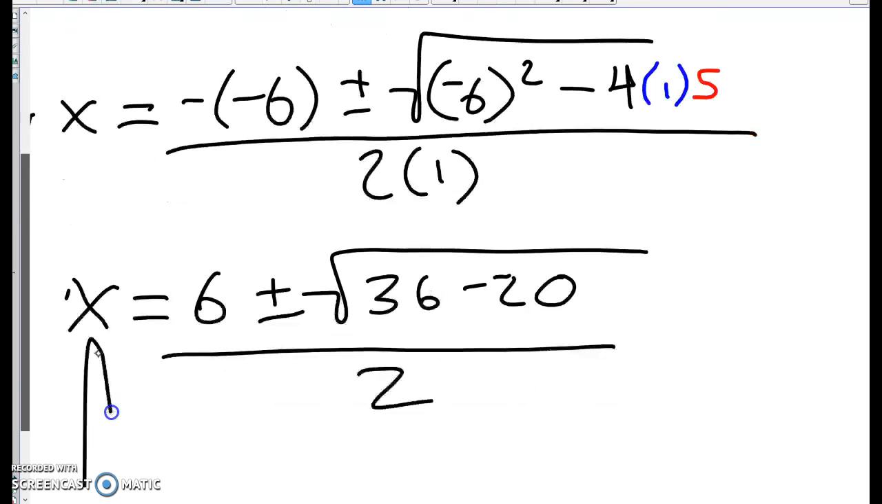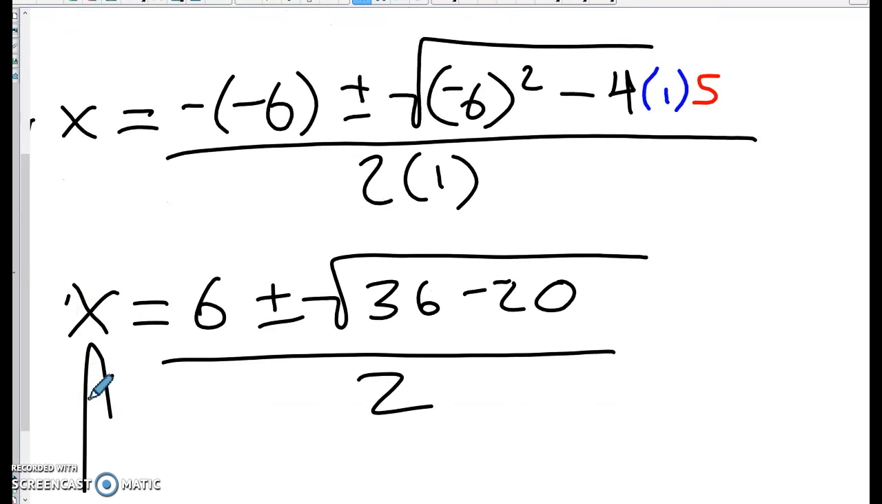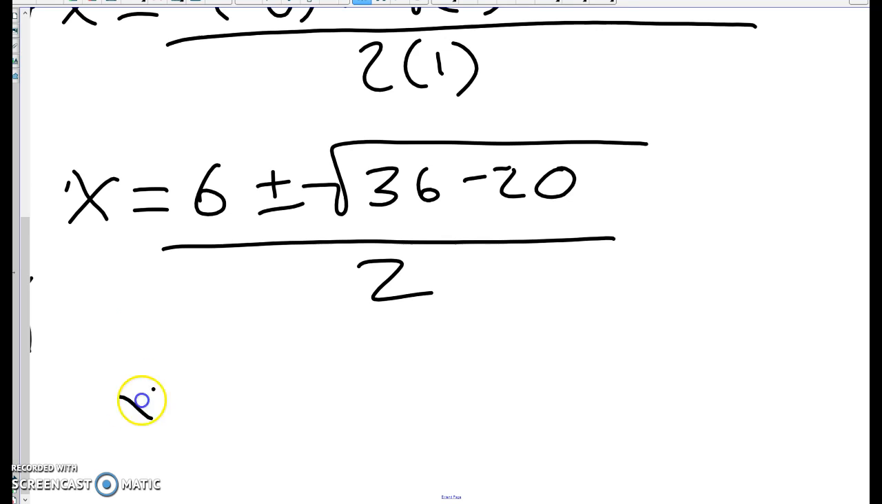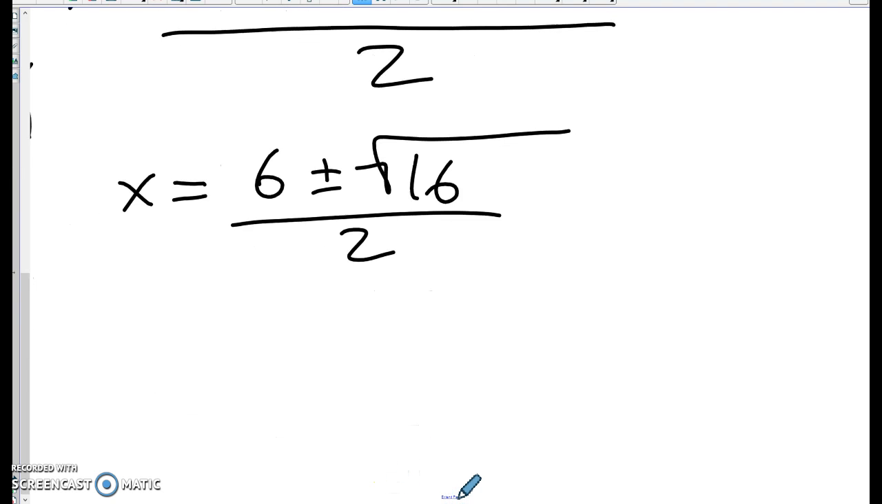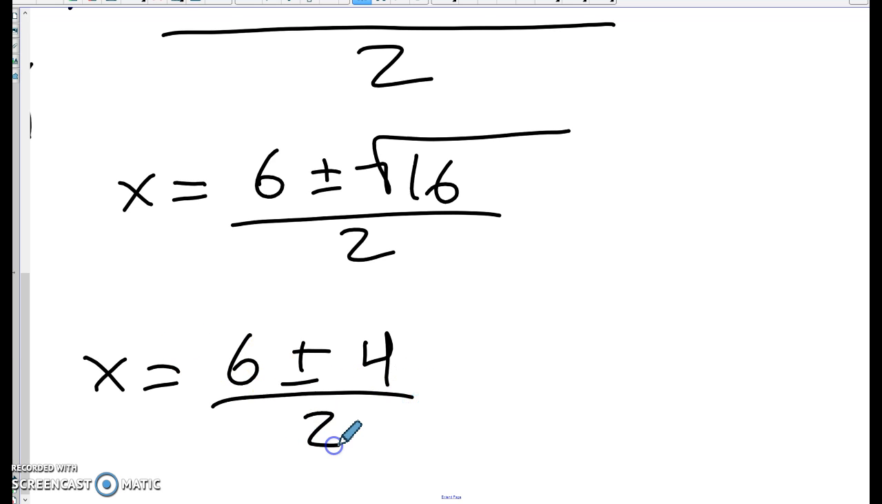Can simplify this further and get x equals 6 plus or minus the square root of 16, all divided by 2. X equals 6 plus or minus the square root of 16 is 4. And notice the plus or minus is already in there. We're not looking to take the positive and negative square root. That would just cancel things out. Just the regular square root of 16 is 4. All divided by 2.